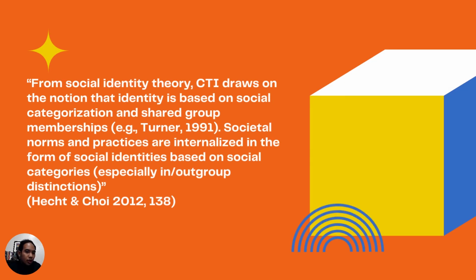According to Hecht and Choi, from social identity theory, CTI, which is the communication theory of identity, draws on the notion that identity is based on social categorization and shared group memberships. Societal norms and practices are internalized in the form of social identities based on social categories, especially in-group or out-group distinctions. So what they're saying here is that according to the communication theory of identity, not only is our identity constructed in the process of interacting with others, but identity is also a collective or group quality.